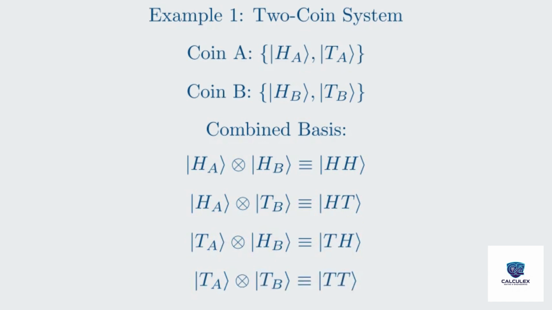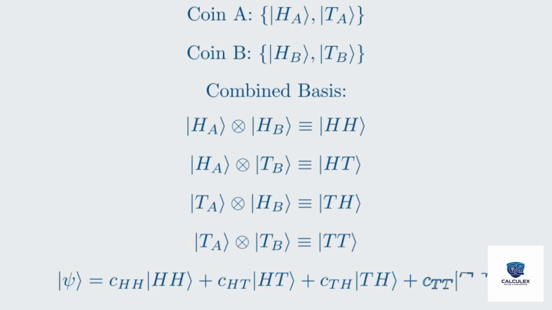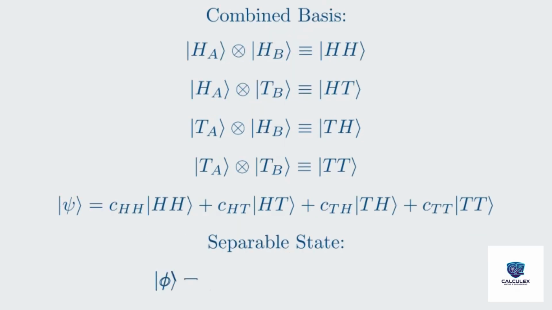Any state of the two-coin system can be written as a linear combination of these 4 basis vectors. A general state |ψ> equals a coefficient C_HH times HH, and so on. This is a 4-component vector. Now, a separable state is one that can be written as the tensor product of a state of System A and a state of System B. For example, the state |H_A> tensor product |T_B> is a separable state. This is just a vector that points in a very specific direction in our 4D space.